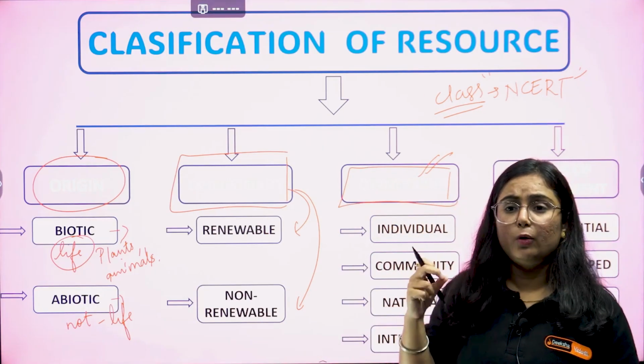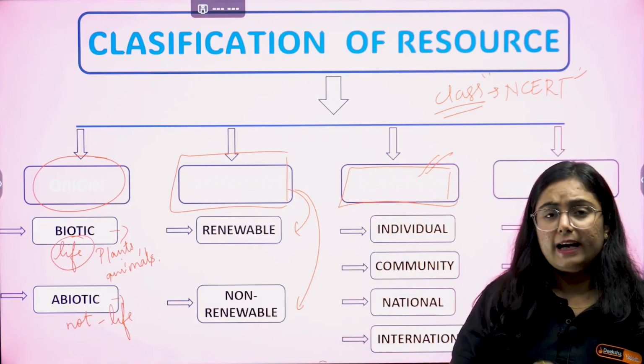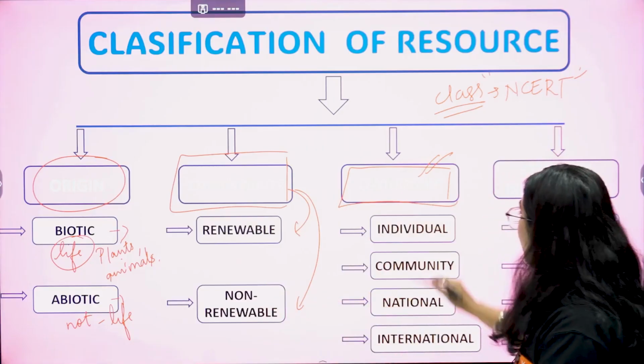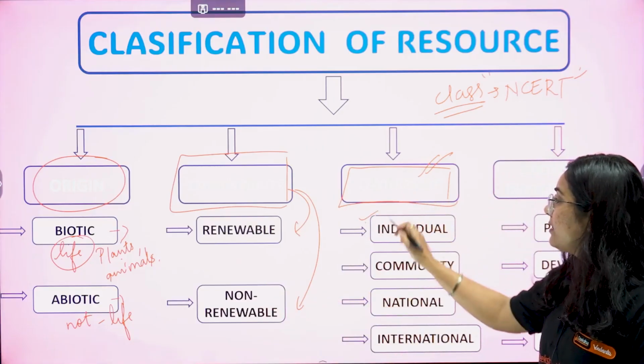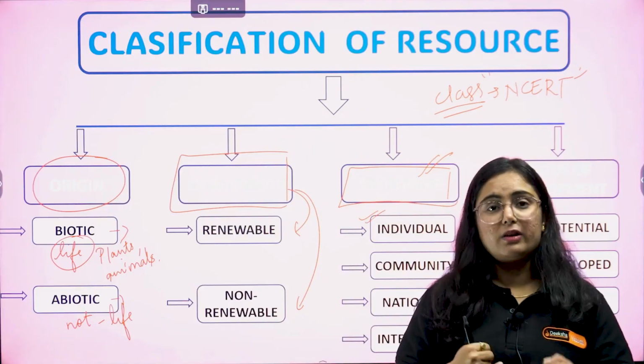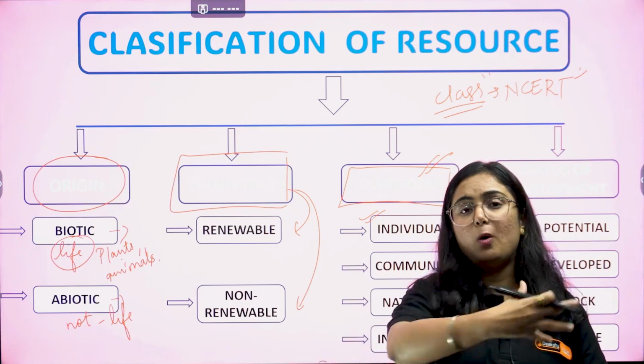Moving to the third one, classification of resources on the basis of ownership. I know that I'm going a little faster because in this section only the names are given, and I know this is something we have already studied in earlier classes. On the basis of ownership, individual resource, like my watch, my car, my house, is my individual resource. Community resource is co-owned by so many people.